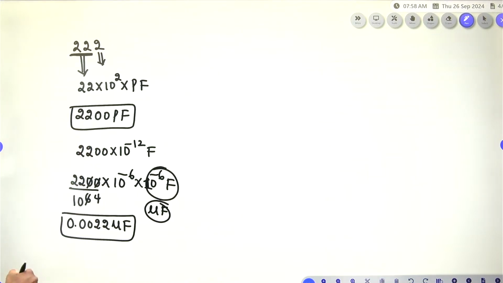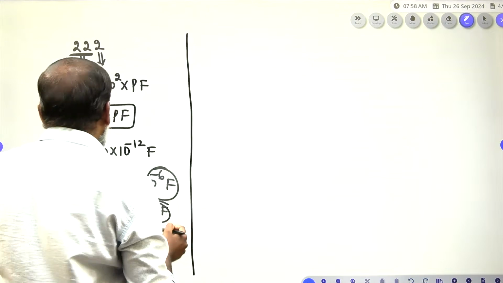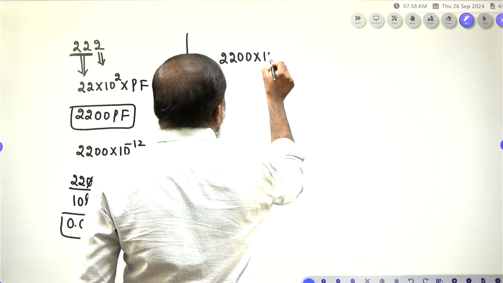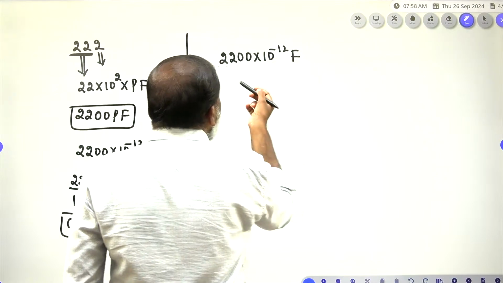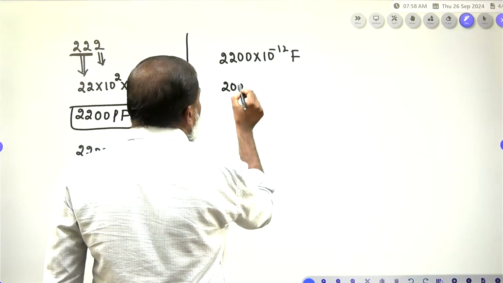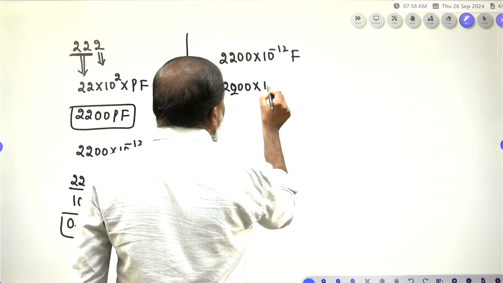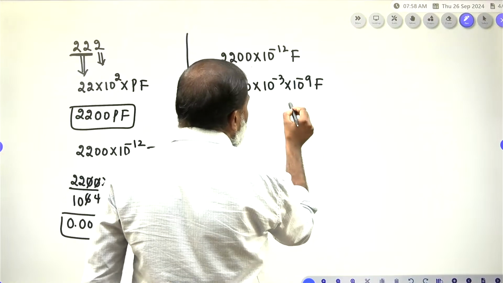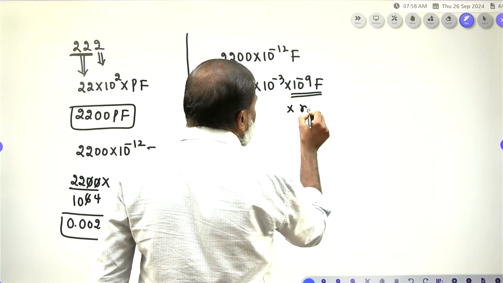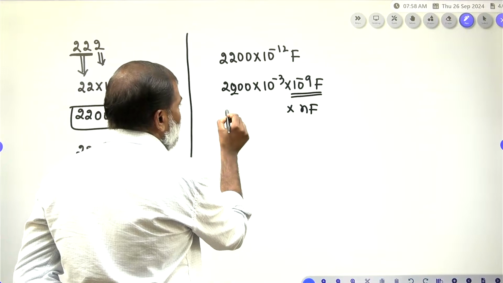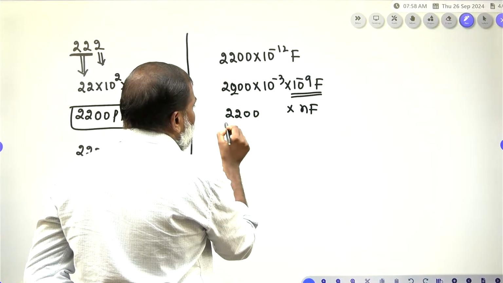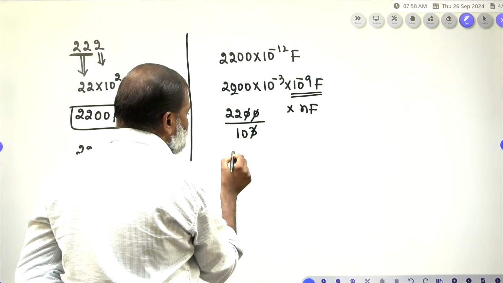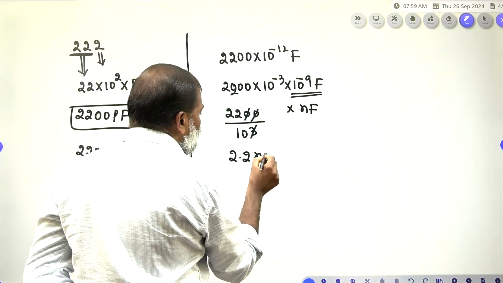Suppose in terms of nano, how do we write it? 2200 pico means 10 to the power of minus 12 farads. Nano means 2200 into 10 to the power of minus 3 into 10 to the power of minus 9 farad. 10 to the power of minus 9 is equal to nanofarad, correct? So 2200 is divided by 10 cube, so 2 zeros get cancelled, giving 2.2 nanofarad.